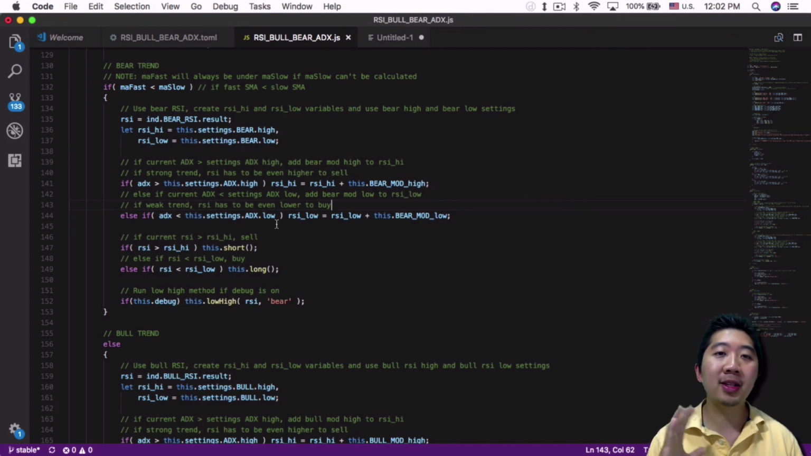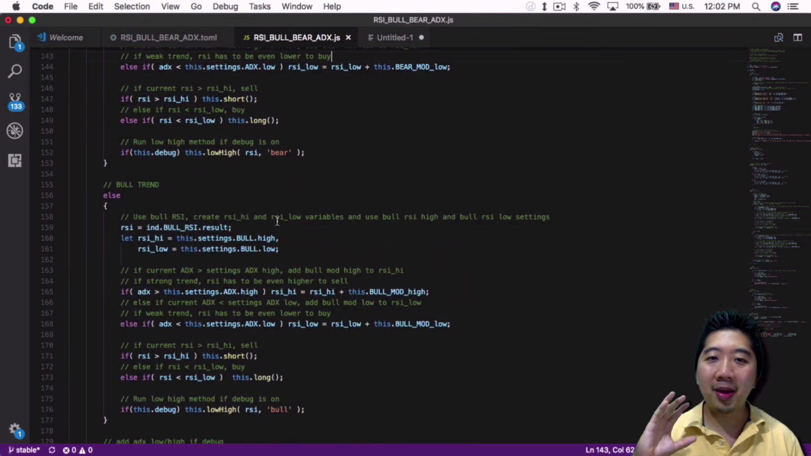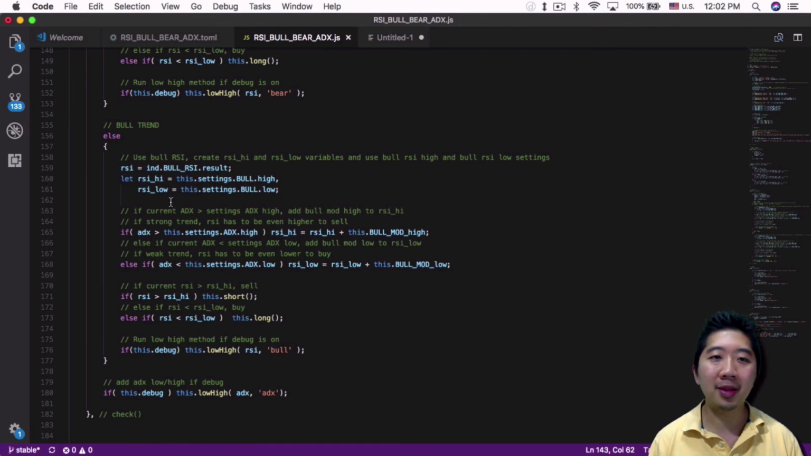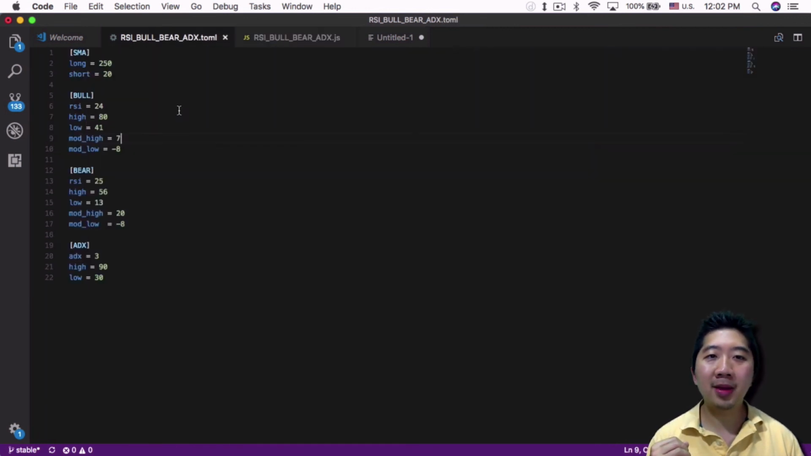Now that I've covered the bear trend, the bull trend is exactly the opposite. Instead of the bear settings, you use the bull settings and add the bull mod high if the ADX is a high trend. So the 80 becomes 87. And then the low, which is 41, becomes 33.